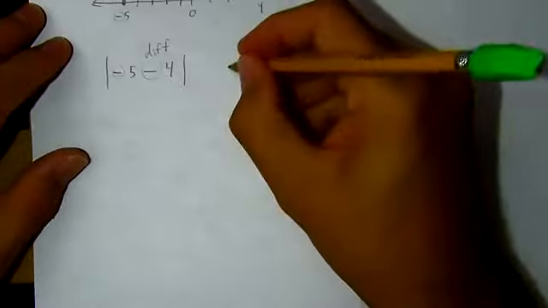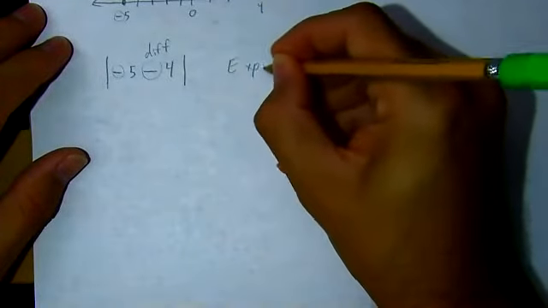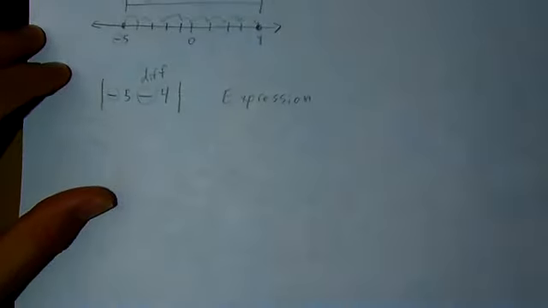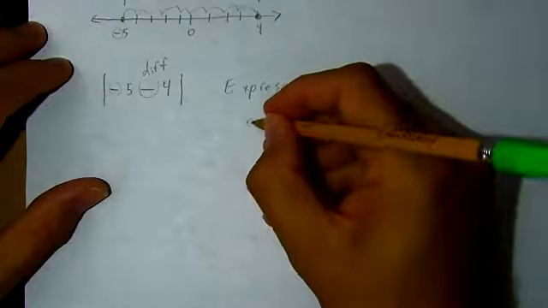They want an expression. They don't want an answer or a one number answer. The real answer is 9, but they don't want 9. They want this. So we're going to try to cover that today.